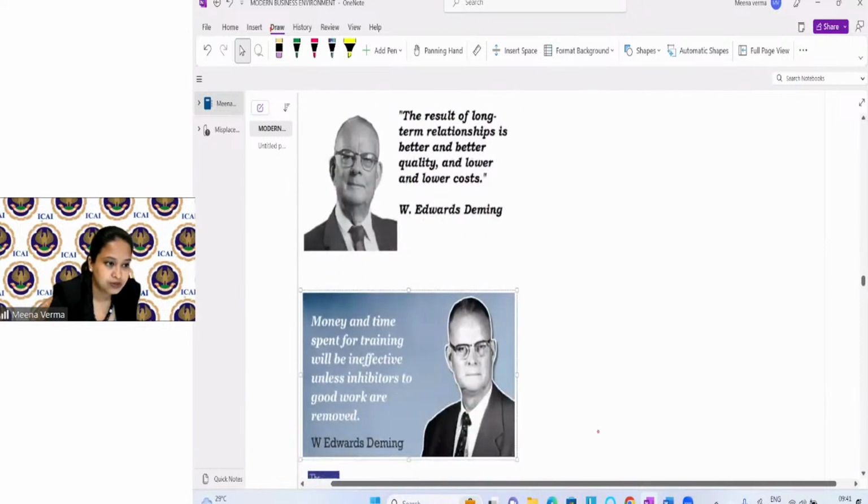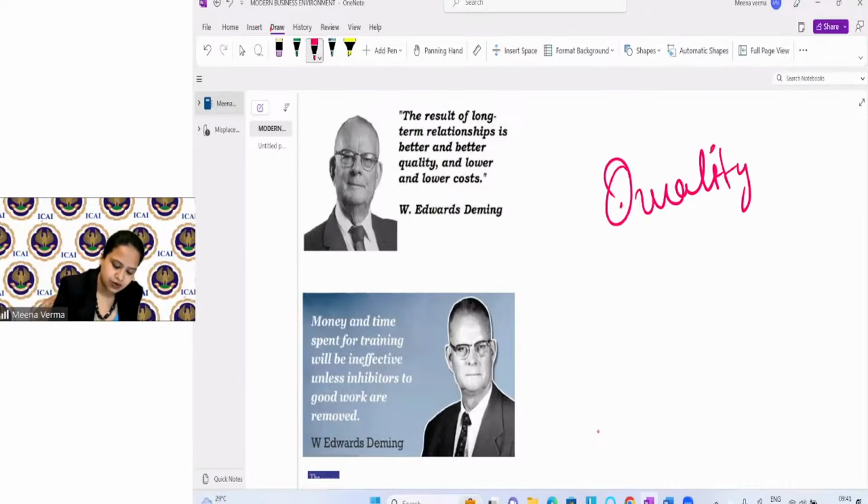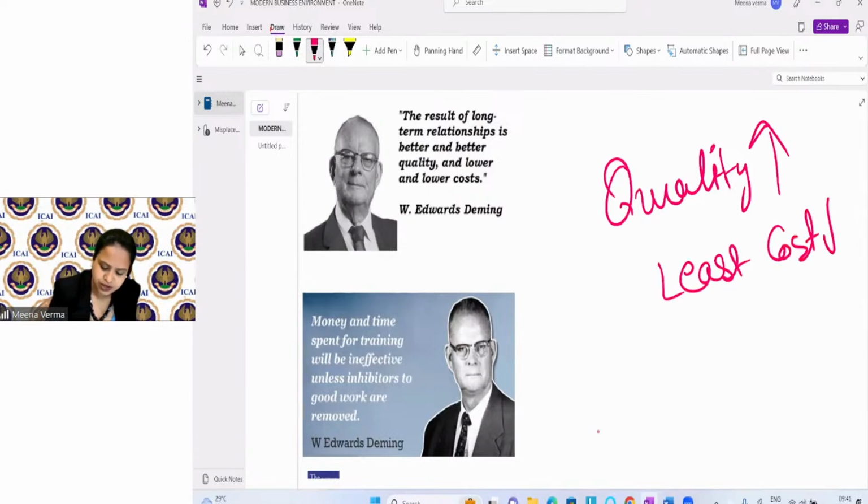The result of a long-term relationship is better and better quality and lower cost. See what we have discussed. We want to provide the best quality product to the customer, right? We just want to focus on providing the highest quality product at the least cost. This strategy is required. We will see in chapter 3 how these strategies have been developed to give the best quality product at the least cost, right? So actually, you can see this is all the idea of W. Edward Deming. He wants to give better and better quality product at the least cost.